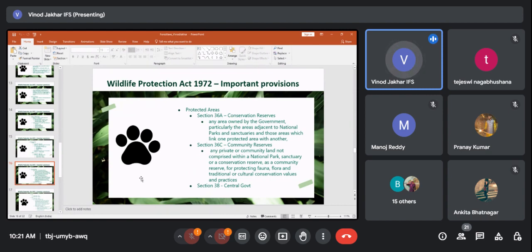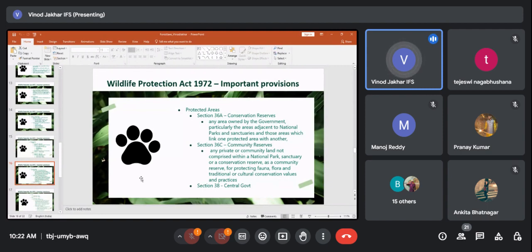Then the two remaining protected areas, conservation reserves and community reserves. The basics are asked in an interview. They will just ask what is a conservation reserve and what is a community reserve. Or at max, they might ask the difference between the two. So the definition will help you answer that question.